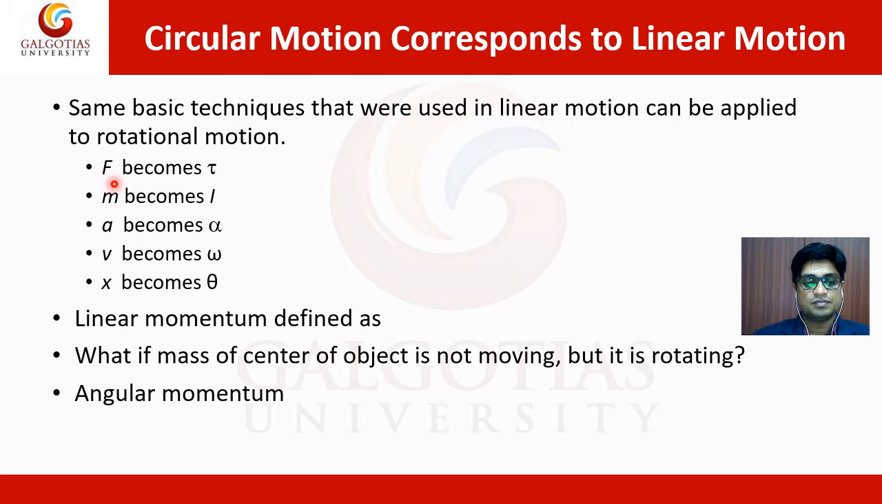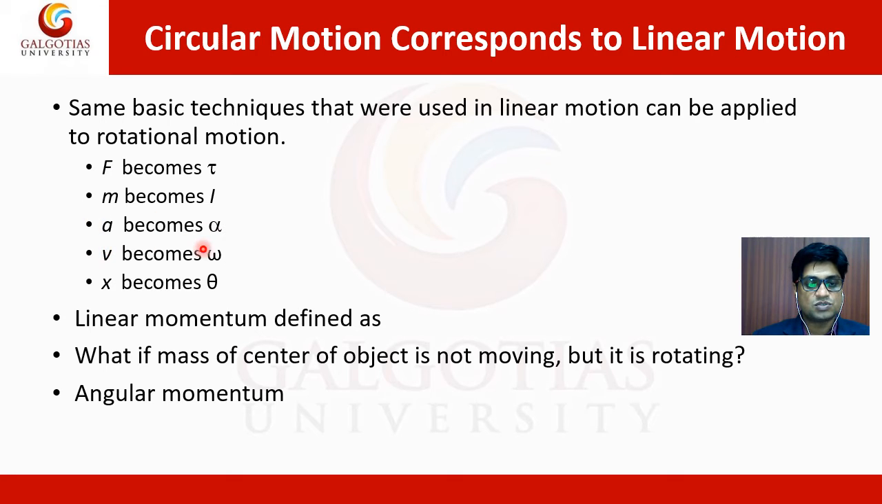Corresponding to force, there will be torque. Corresponding to mass in linear motion, there will be the moment of inertia in rotational motion. Linear acceleration becomes angular acceleration in circular motion. Linear velocity becomes angular velocity. Linear distance x becomes angular displacement theta in circular motion. So in this way, we can say circular motion resembles linear motion with different physical quantities corresponding to these.